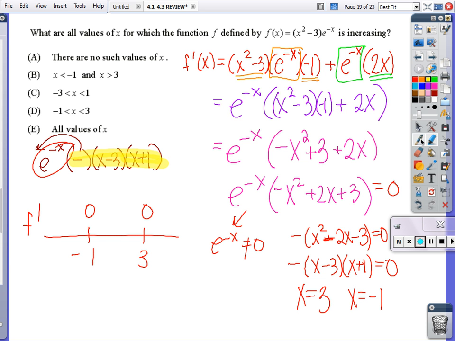for my sign chart. So when I put in 0, which is in the middle, 0 would be negative, negative, positive. If I put in 100, I get negative, negative, negative, positive, positive. So that's negative. If I put in negative 1,000, I get negative, negative, and negative. So that's negative. So the function increases right here, where f prime is positive. So negative 1 to 3, not including.